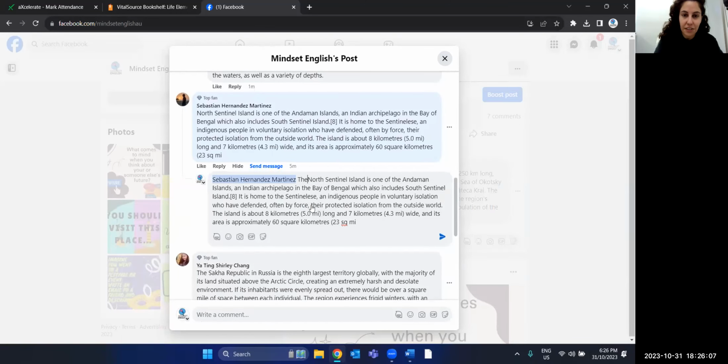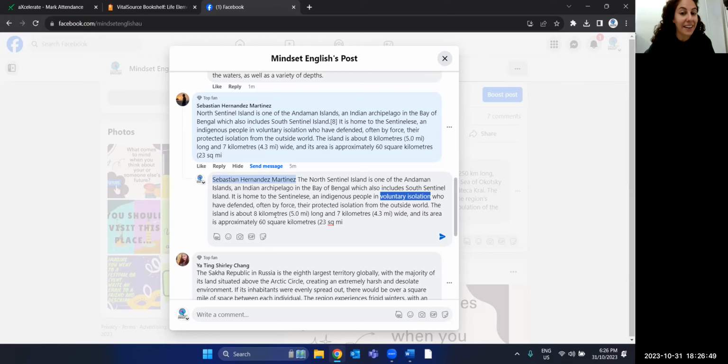Okay, so the North Sentinel Island is one of the Andaman Islands, an Indian archipelago in the Bay of Bengal, which also includes South Sentinel Island. It is home to these people, an indigenous people in voluntary isolation. That means that these people choose to live in isolation. That's what they choose, voluntary isolation, who have defended, often by force, their protected isolation from the outside world.